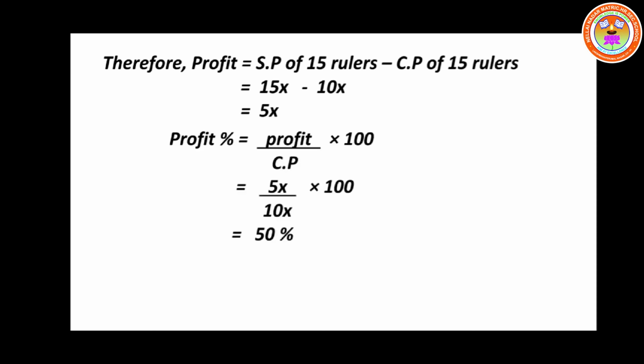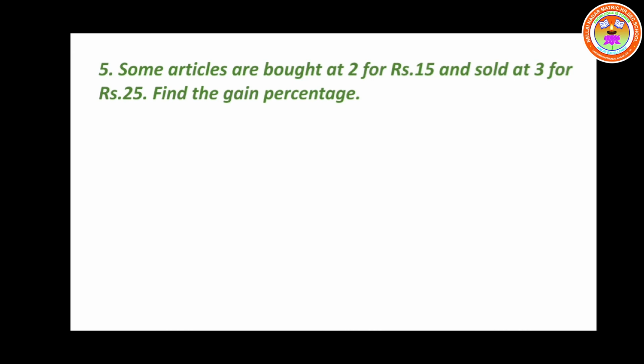Now, we have to find the profit percentage. What is the formula for profit percentage? Profit percentage equals profit divided by CP into 100. So, 5x divided by 10x. The x and x will get cancelled. Then the 10 in the denominator and the 10 in the numerator will get cancelled. So, 5 into 10, which is equal to 50%, is your final answer. Now, let us move on to problem number 5.